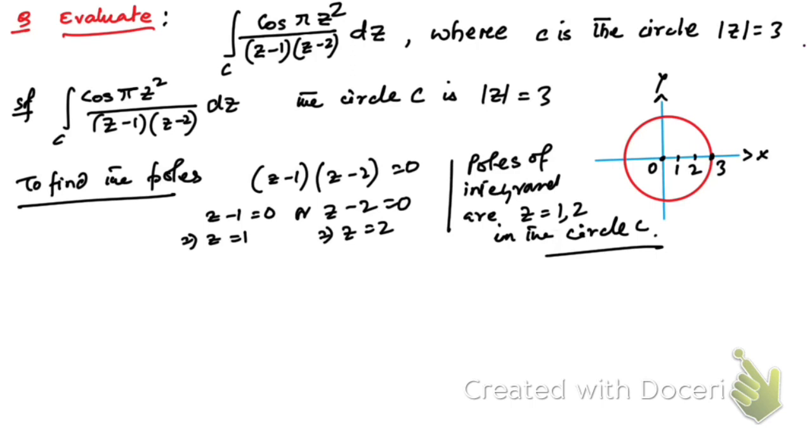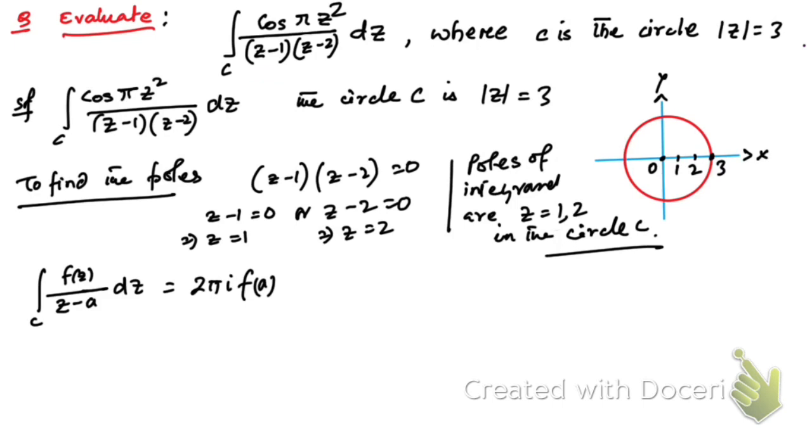So now you see, again we're going to apply the Cauchy's integral formula: the integral of f of z by z minus a dz equals 2 pi i f of a. That's what we're going to do, right? But here you see, in the denominator you cannot compare with this, because there are two factors.